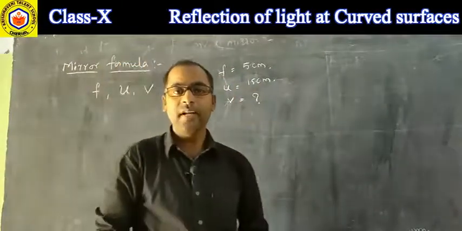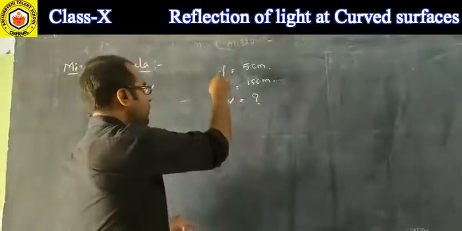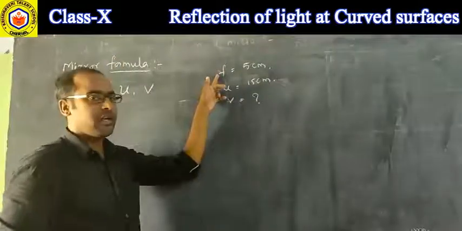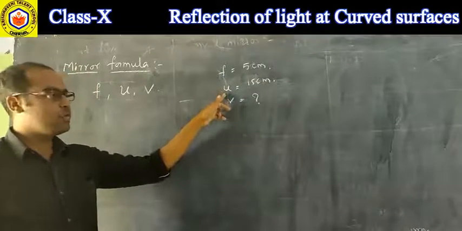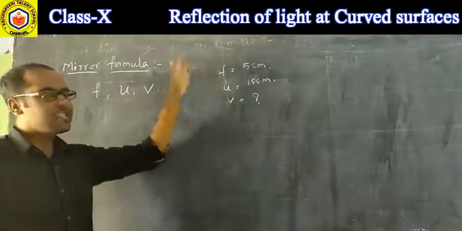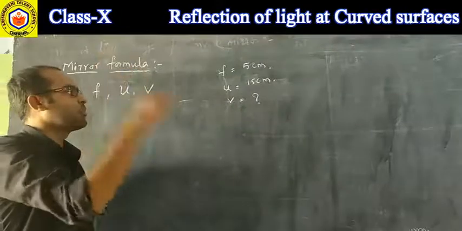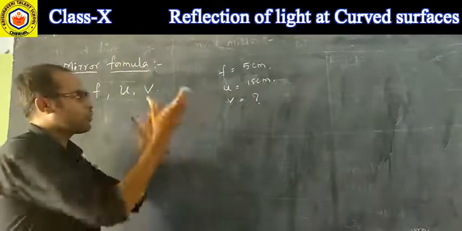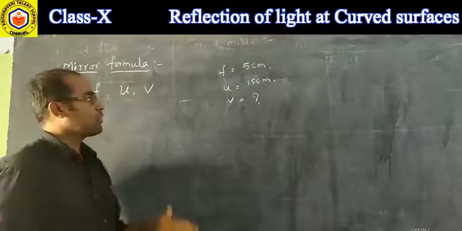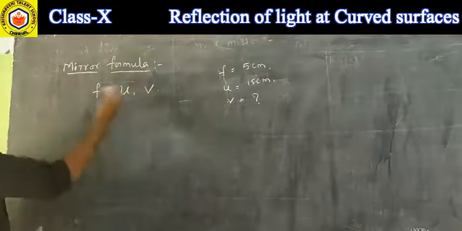Further, what do we need? We need a relation among those three. What are those three? Focal length, object distance, and image distance. Focal length is represented by small f, object distance by u, and image distance by v. If we know the relation among these three, then we can calculate the image distance, object distance, or focal length, whatever. If two are given, we can calculate the other one, and we can estimate the image position based on the object distance and focal length. So what is the relation among these three?